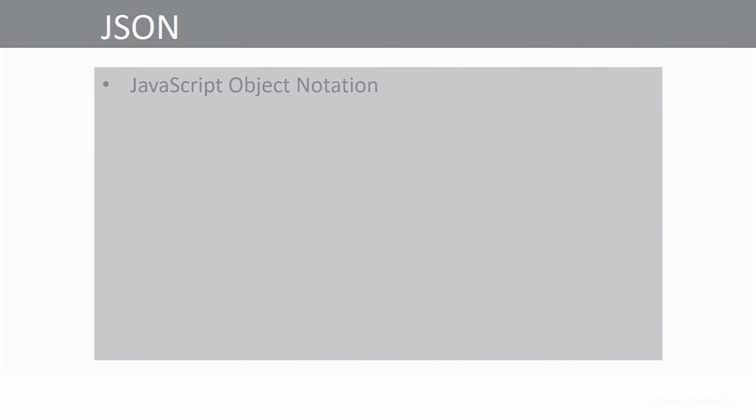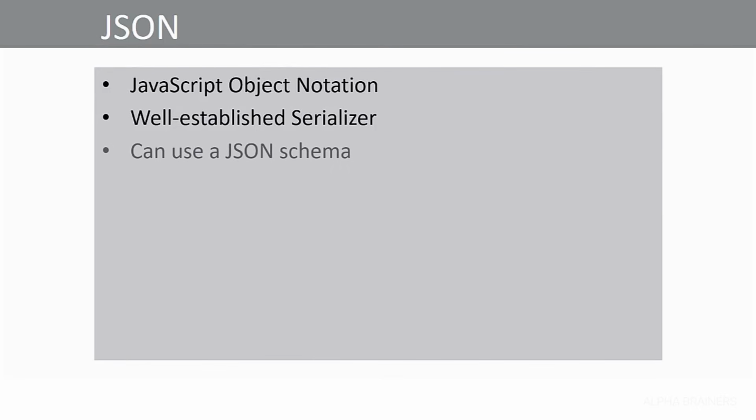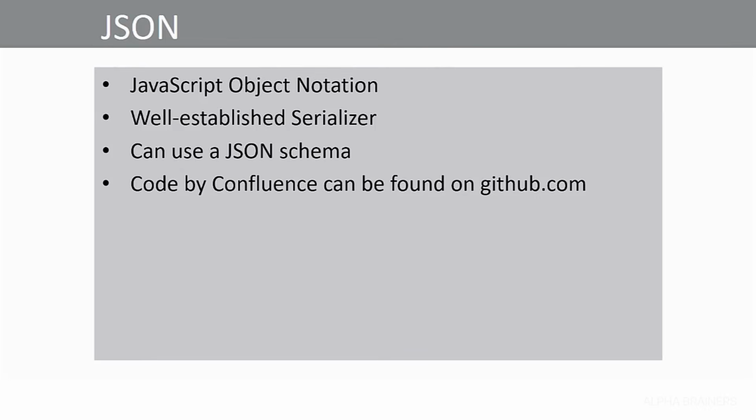Speaking of JSON, you can just use JSON straight up if you want to. It's a well-established serializer. It's been used for a long time now. It stands for JavaScript Object Notation, by the way. You can also use a JSON schema in order to define what can be inside of the JSON keys and values. You can see some of the code on that by looking at github.com.